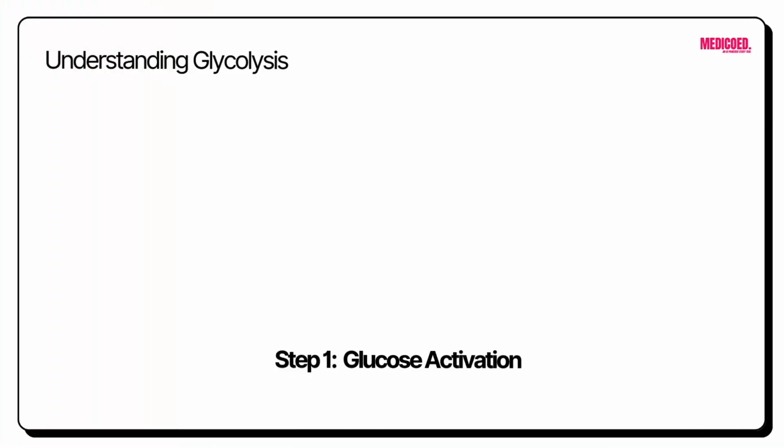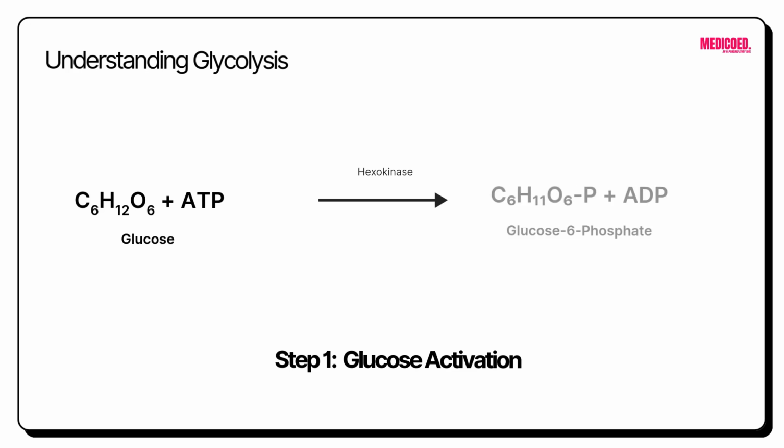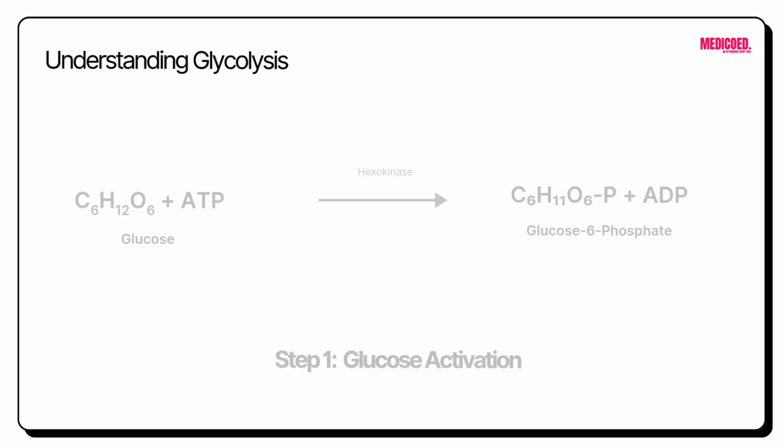Step 1. Glucose activation, hexokinase reaction. The process begins with glucose, a 6-carbon sugar. The enzyme hexokinase phosphorylates glucose, using one ATP molecule. This forms glucose 6-phosphate, trapping glucose inside the cell.